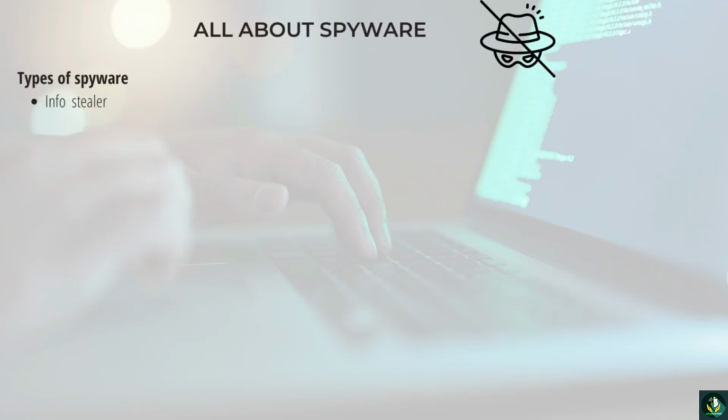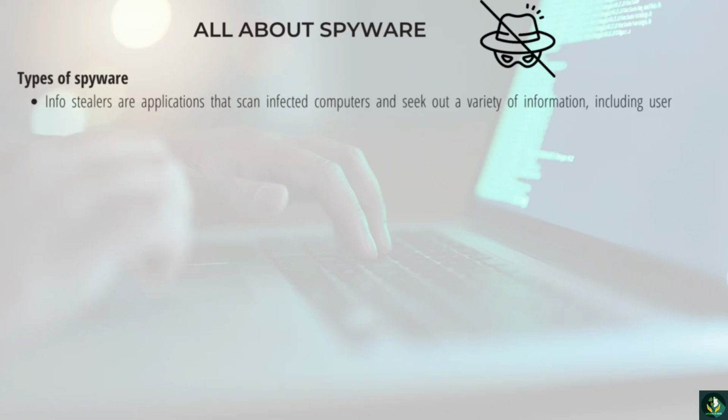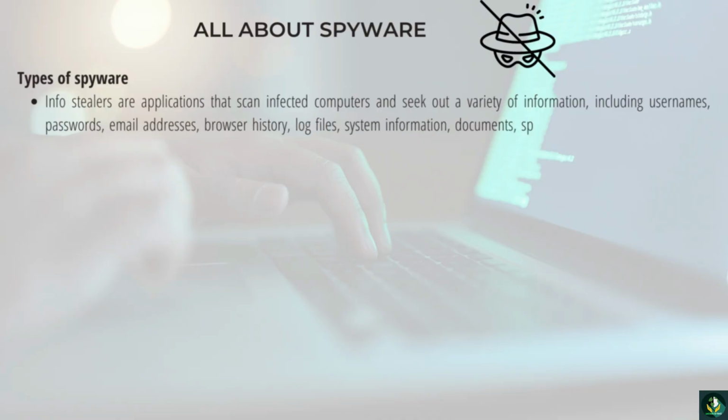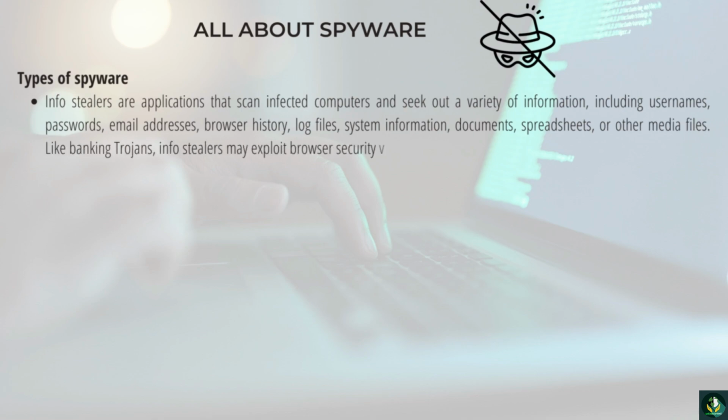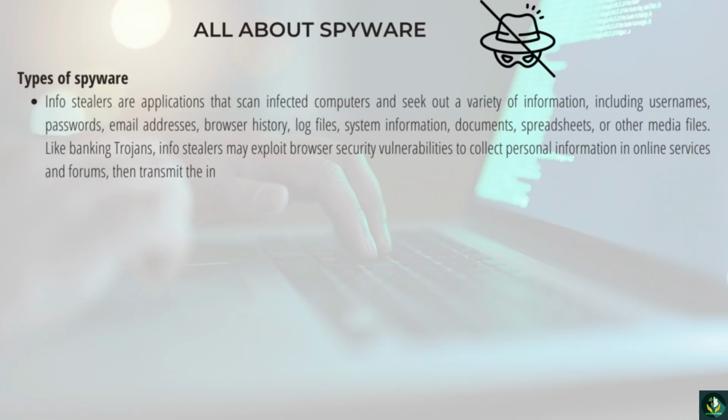Info stealers are applications that scan infected computers and seek out a variety of information, including usernames, passwords, email addresses, browser history, log files, system information, documents, spreadsheets, or other media files. Like banking Trojans, info stealers may exploit browser security vulnerabilities to collect personal information in online services and forums, then transmit the information to a remote server or store it on your PC locally for retrieval.